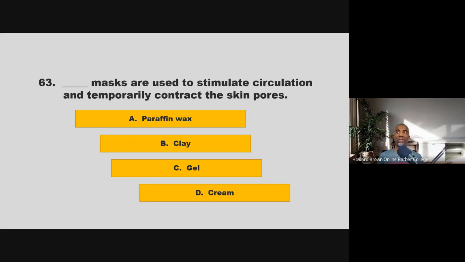Blank masks are used to stimulate circulation and temporarily contract the skin pores. Is it paraffin wax, clay, gel, or cream? If you chose B, clay, you are correct.